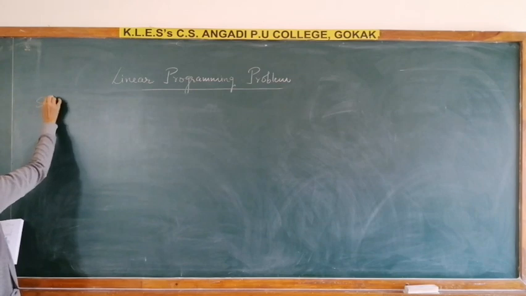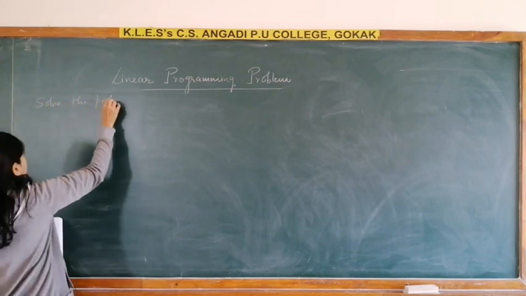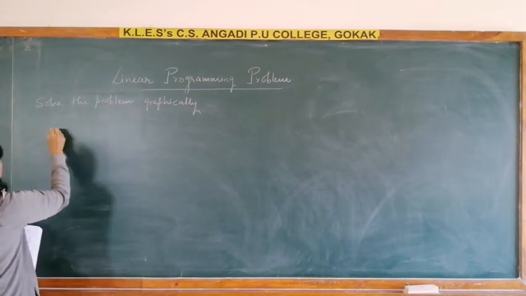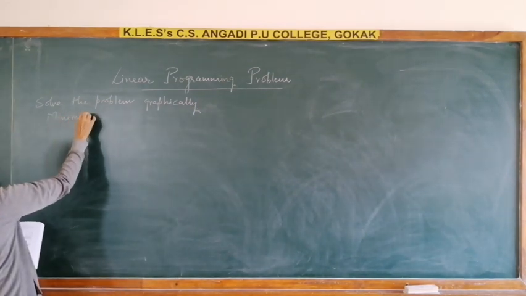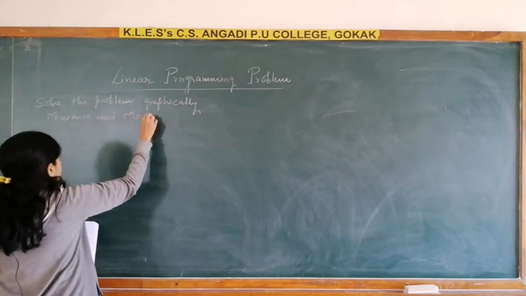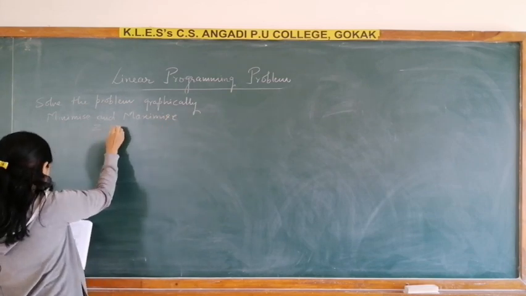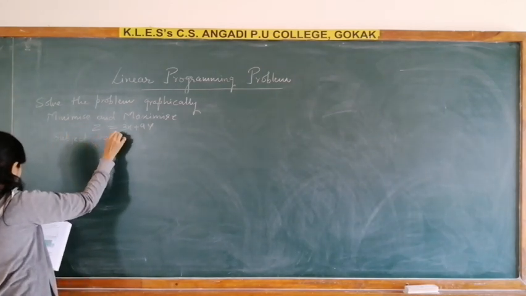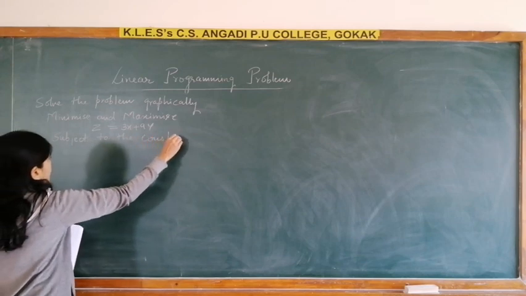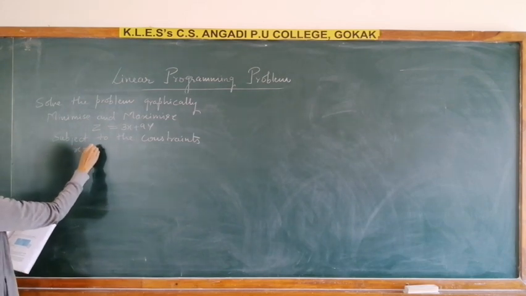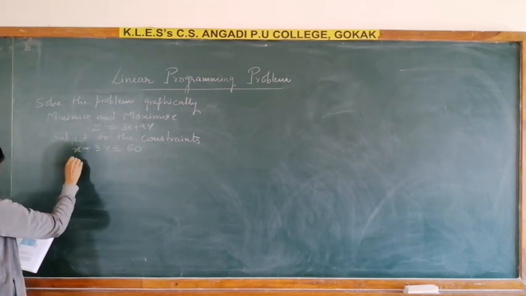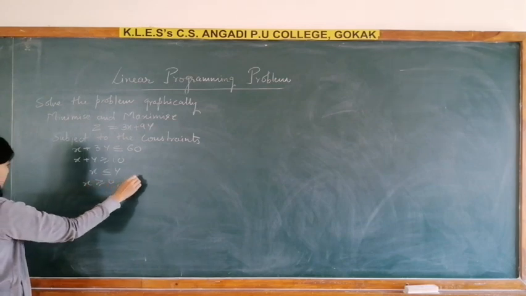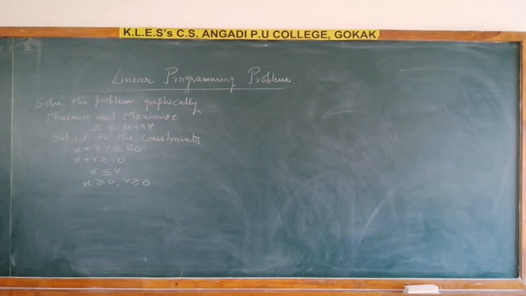Solve the problem graphically. Minimize and maximize z is equal to 3x plus 9y subject to the constraints: x plus 3y less than or equal to 60, x plus y greater than or equal to 10, x is less than or equal to y, x is greater than or equal to 0, y is greater than or equal to 0. So this is the question now.